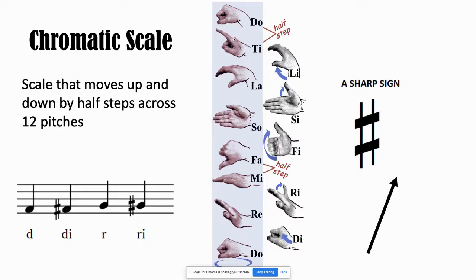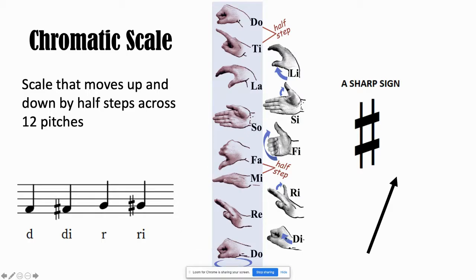Next, we're going to look at the chromatic scale. Now, this is a special scale that moves literally the entire time by half step, and it's going to move across 12 pitches. And we'll explain the 12 here in just a second. So, before, when we did our major scale, we were looking at just this center column.